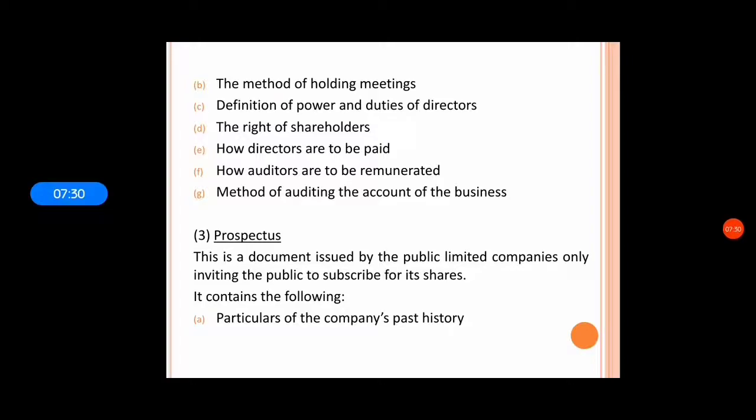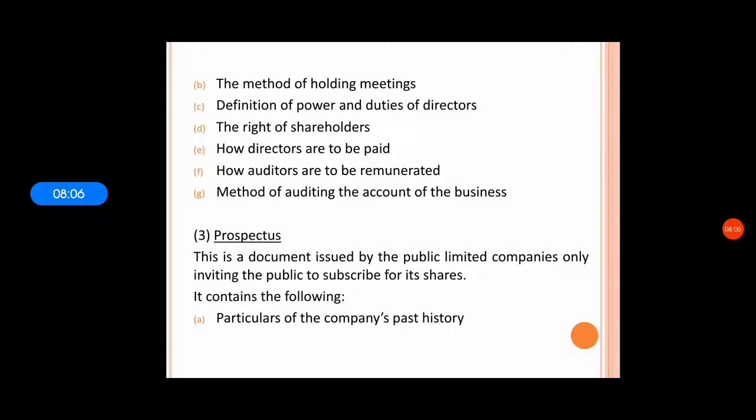Definition of powers and duties of directors. That is the board of directors appointed by the shareholders. The rights of shareholders. How directors are to be paid. Will each of the directors, the board of directors appointed by the shareholders, be paid? It is documented in the Article of Association. How auditors are to be remunerated, how they are to be paid. Then we have the method of auditing the accounts of the business. That is the content of Article of Association.